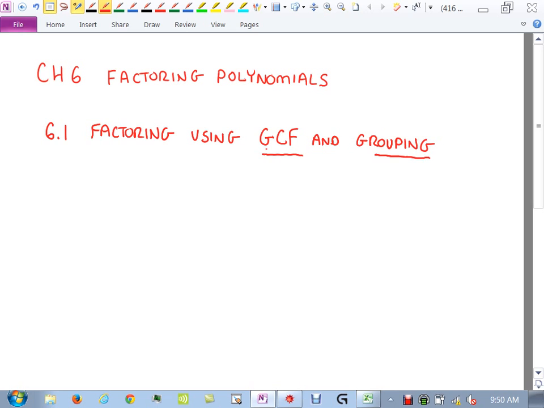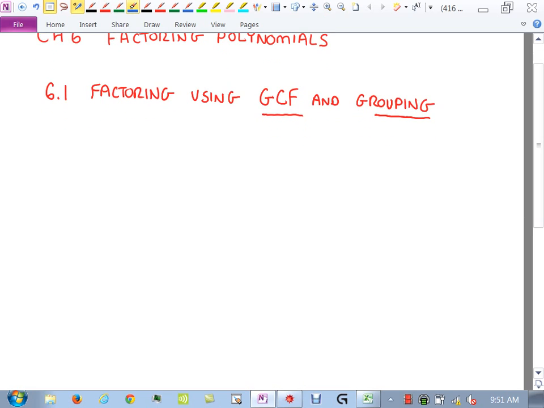Now, before I can even begin talking about GCF and grouping, we all need to understand what factoring is. Okay, what is factoring? So let's start with the definition or an idea. What is factoring?